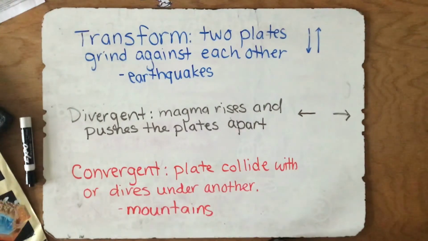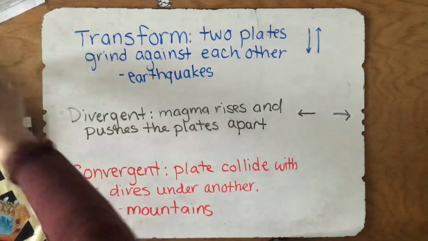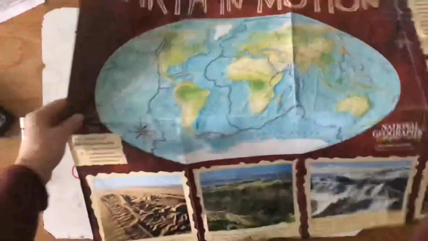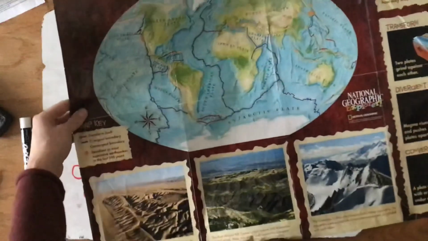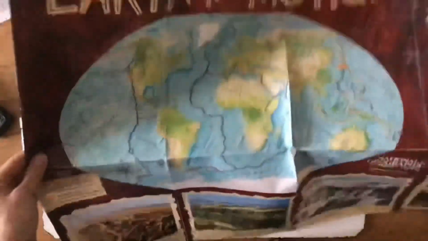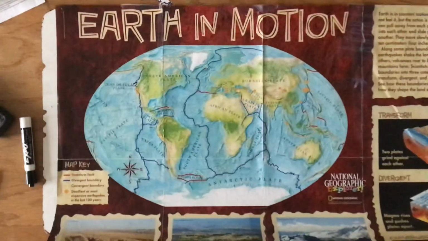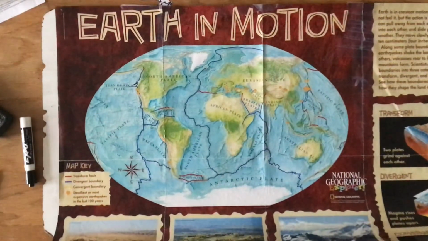So the Himalayas mountains in Asia, which are Earth's tallest mountains, those are created by convergent boundaries, which I think is pretty cool. If we look at our map, the yellow, there we go. The yellow lines are where we have convergent boundaries.